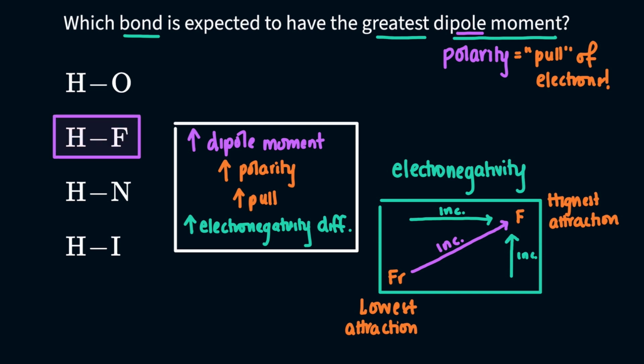So definitely remember F to F. Francium to fluorine, that's your electronegativity trend, increasing from basically the bottom to the top. And that's how we do it. Let's get it.